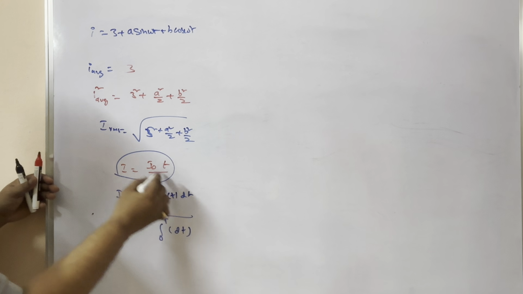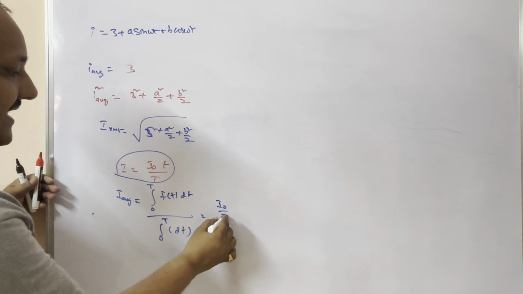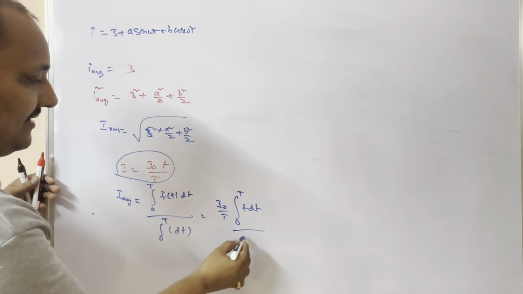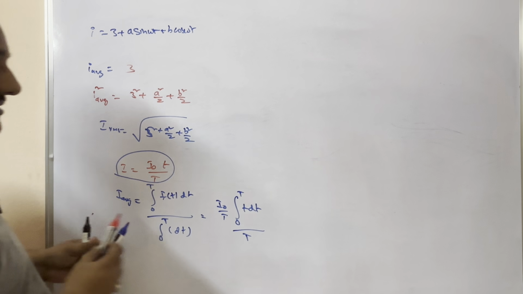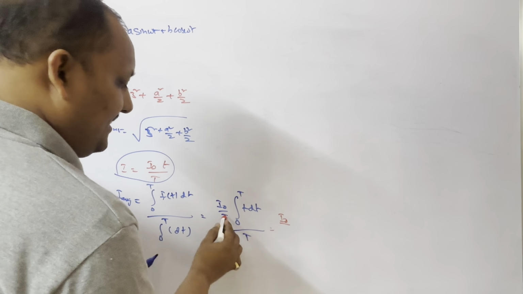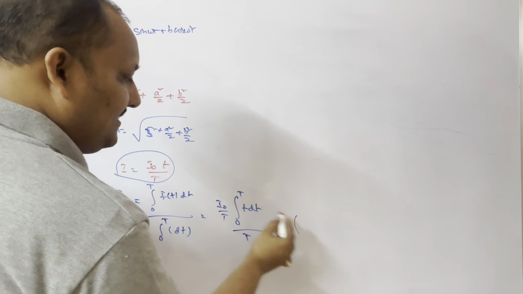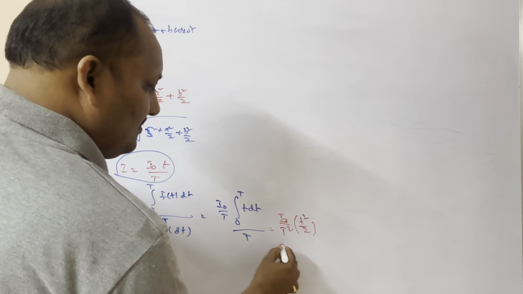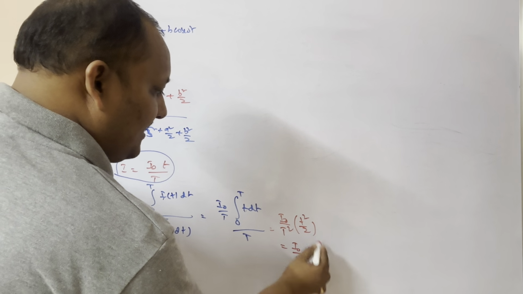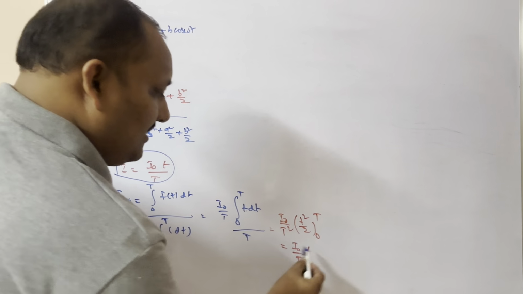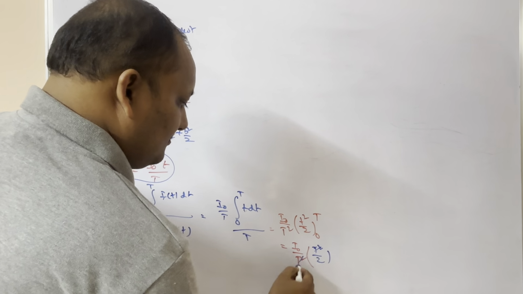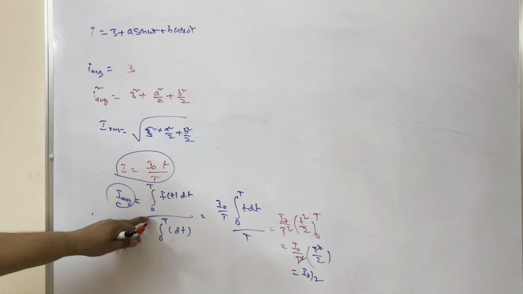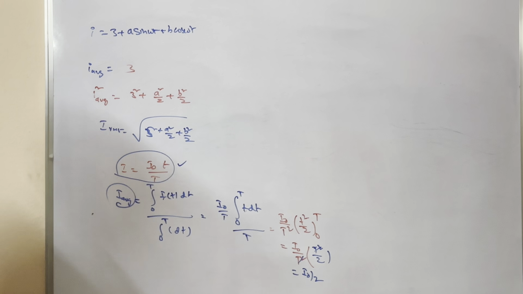So I of t is I naught by capital T times t, integrated dt, and the denominator dt gives capital T. So I naught by T square into t square by 2 between the limits 0 to T. Therefore, T square by 2, and finally you got I naught by 2, that is the I average between the limits 0 to T. So this is some function of their own.